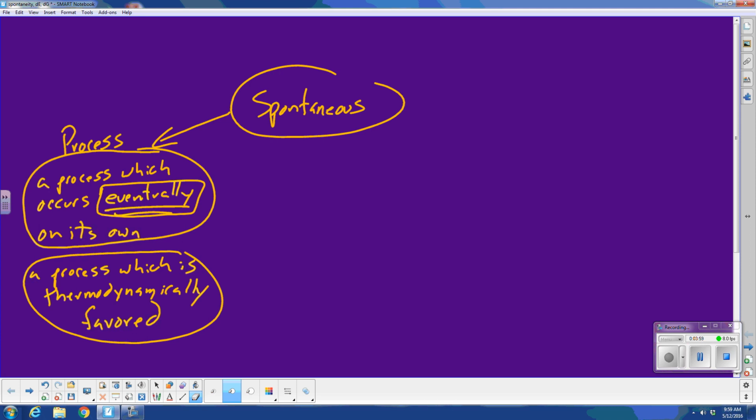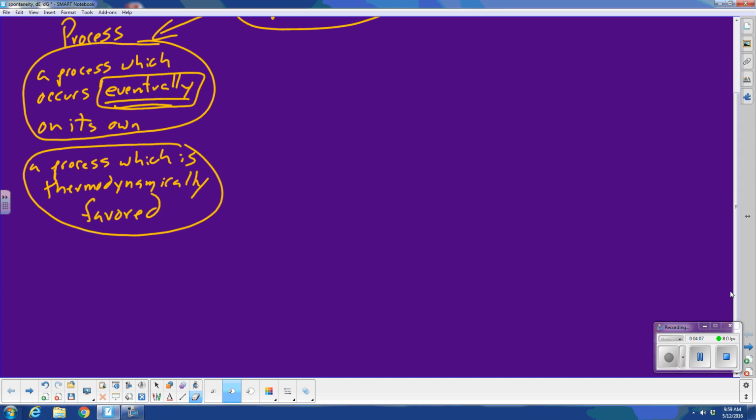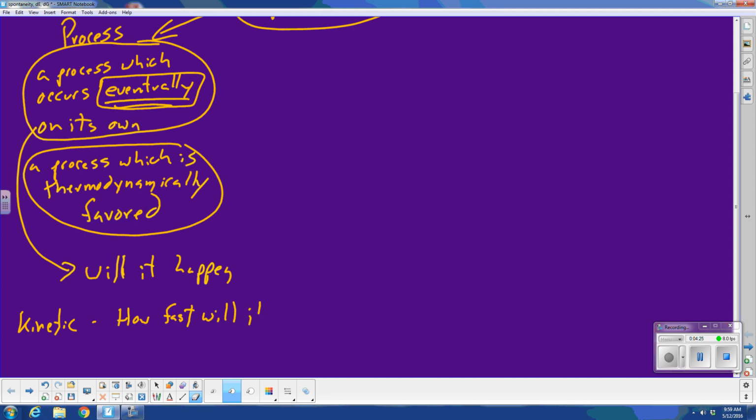This question, thermodynamics, spontaneity, is all about this question. Spontaneity is all about the idea of will it happen? Will it happen? That is spontaneity. Kinetics, that is how fast will it happen? If it will happen eventually over 1,000,000 years, then it is spontaneous. If it happens fast, we say, will it happen fast or slow? That has to do with kinetics, okay?